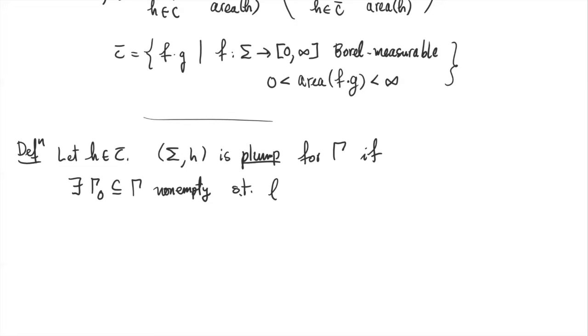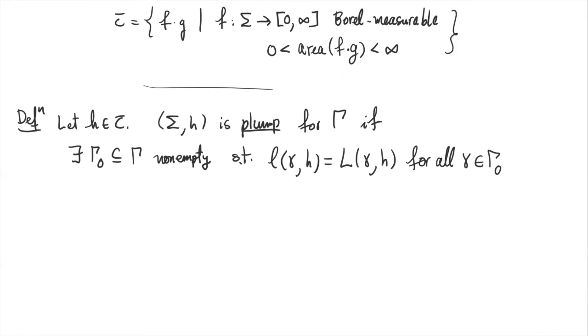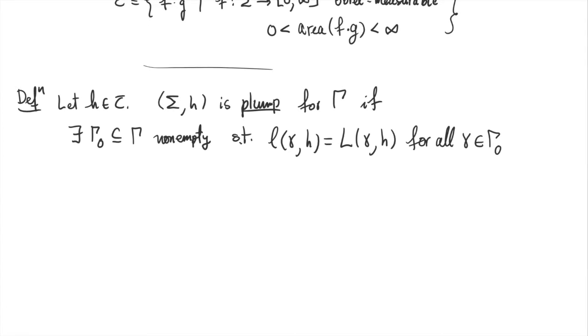for every curve in there, its length with respect to H achieves the infimum. So therefore it's equal to this capital L, which was defined as the infimum for all gamma in gamma naught. So it's a subset of the shortest curves, those that realize the infimum among the larger family gamma. And then there's another condition.